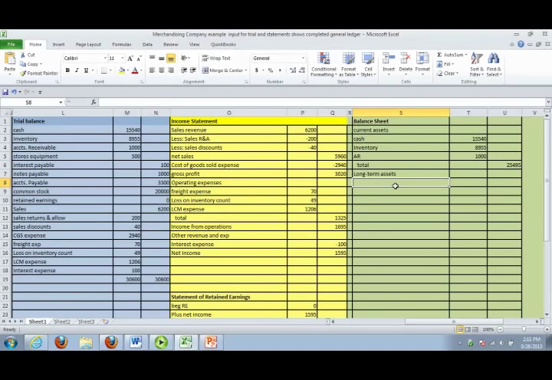So we only have store equipment, I think is the title. Yeah. And because we bought it at the very end, we don't have any depreciation taken on it, so that's all we have for it. And we'll discuss depreciation later. So store equipment basically is the total for long-term assets. And then if I add current assets and long-term, I'm going to get a subtotal for total assets. Okay, then we can go on to liabilities.